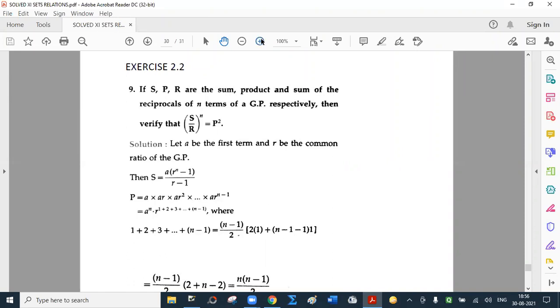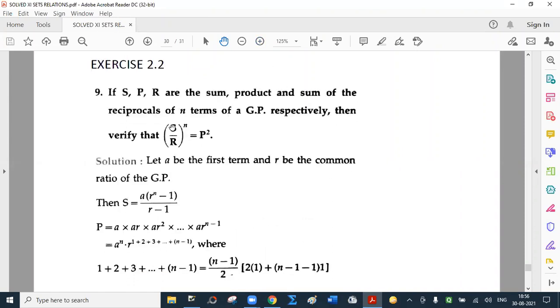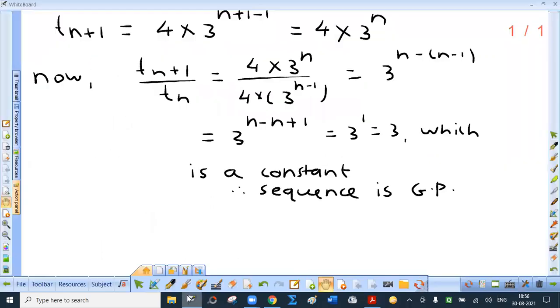Solution. Let A be the first term and r be the common ratio of the GP. S is the sum, so A into r raised to n minus 1 upon r minus 1. Now you may ask me, sir, why this? Why not A into 1 minus r raised to n upon 1 minus r? I have told you this at least 10 times. If you want, you can go for that formula, because they are the same. See, saying A upon 1 minus r is the same as saying minus A upon r minus 1. They are the same.